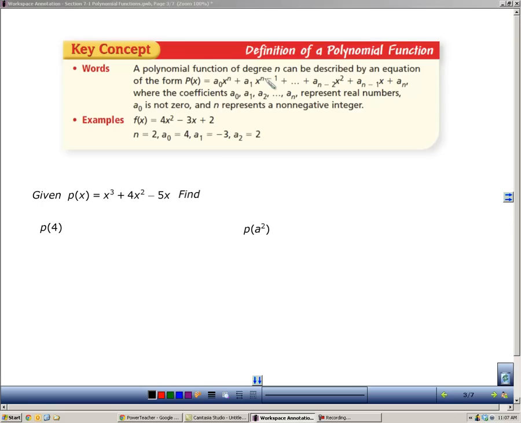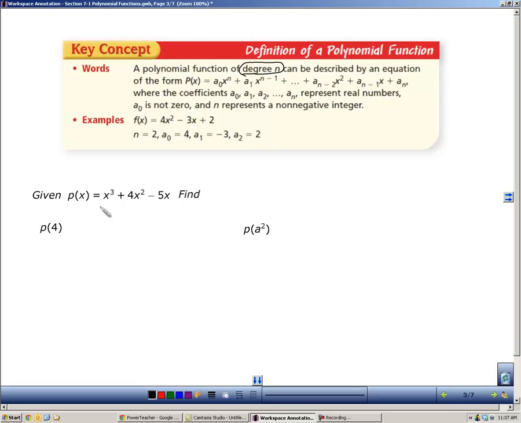This key concept is the definition of a polynomial function. It might be difficult for you to understand, but basically it just says that a polynomial function exists with a degree of n. The degree is the highest exponent on the x term, or whatever the variable is. It has coefficients that it labels a sub 0, a sub 1, a sub 2, and so on. And so you see an example here. N, which would be the degree of this polynomial, is a 2, and then a sub 0 is the first coefficient of a 4, a sub 1 is negative 3, and a sub 2 is a 2. So that helps us define polynomials.